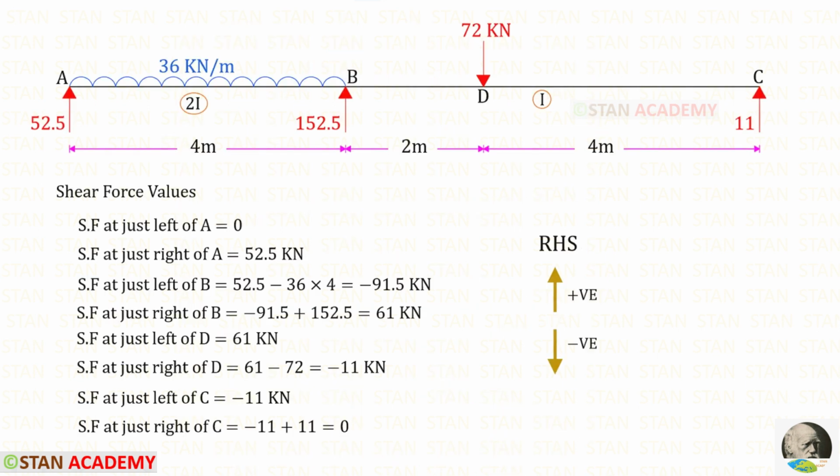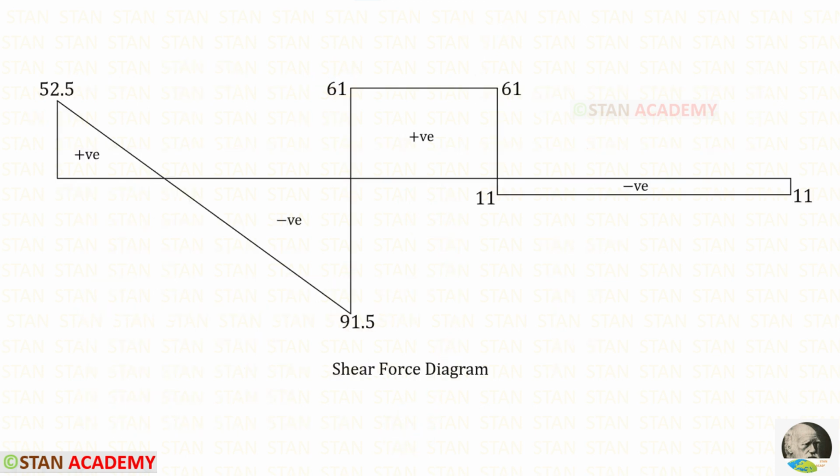Using the right hand side rule, we can find the shear force values. Here you can see the shear force diagram. At this point, the shear force becomes 0. At this point, there will be maximum positive bending moment for AB. We can make a section at this point and find the distance.